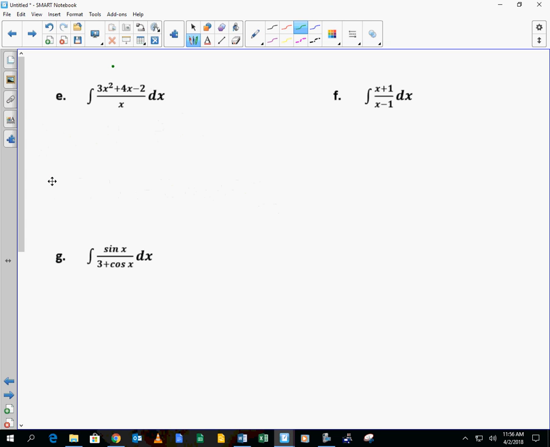What do you do about f? Write it in your notes. What about the integral of x plus 1 over x minus 1? Very good. We cancel off the x's, and 1 divided by negative 1 is negative 1. Right? Yes. Very good.